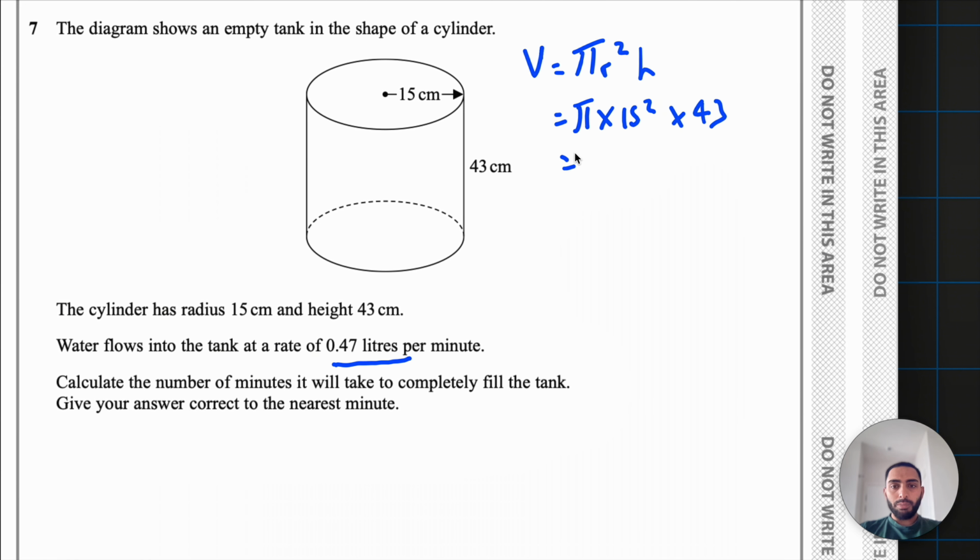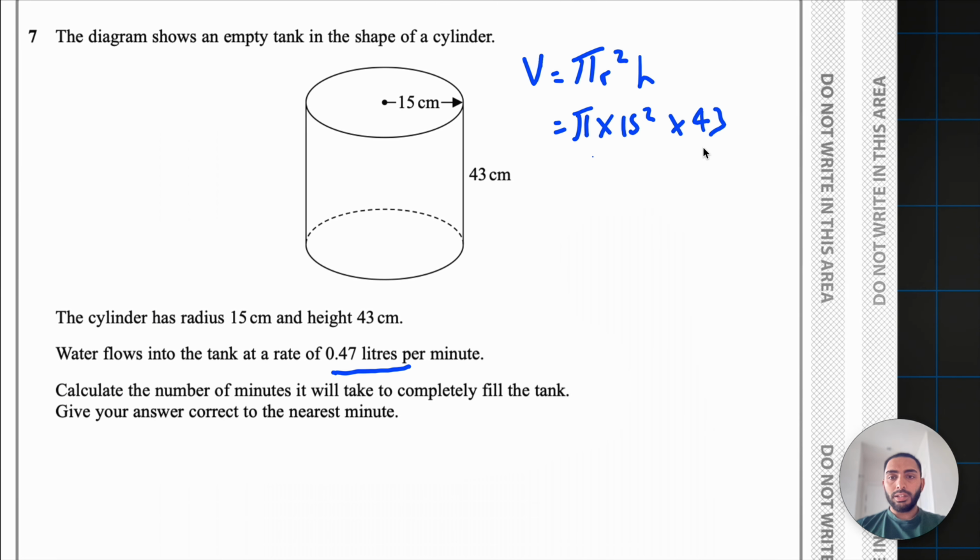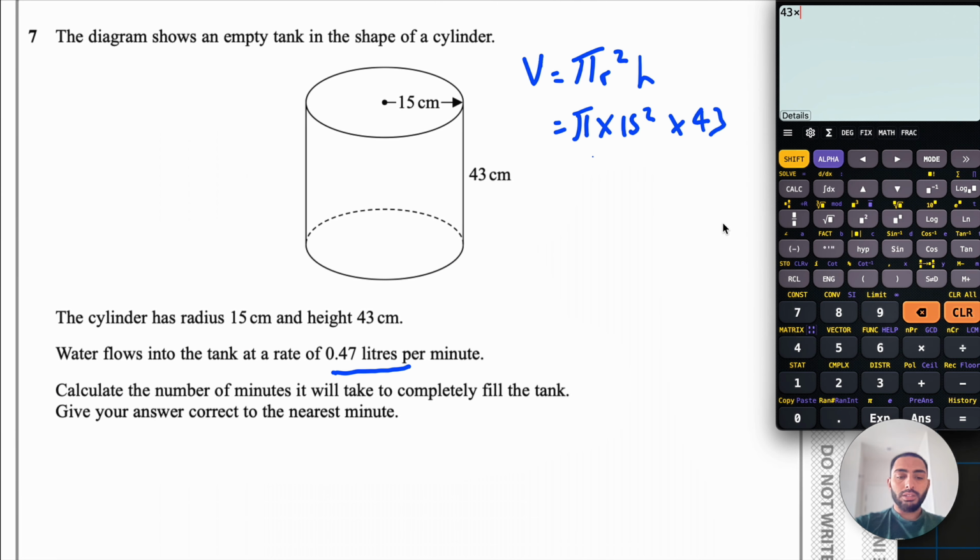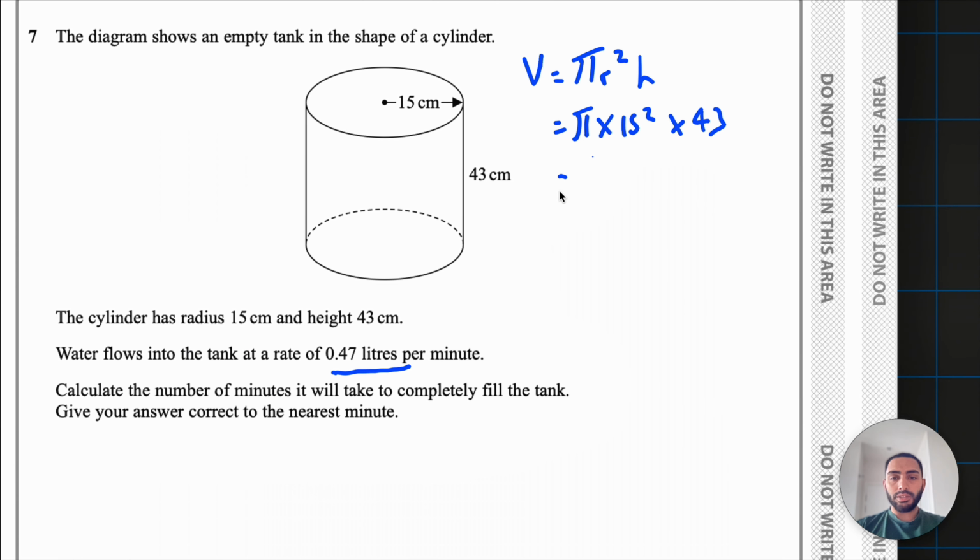And I'm going to keep it in terms of pi just so that it's easier to work with later. Let's type this in. So we've got 43 times by 15 squared, which is 9,675. That's 9,675 pi. We know that the water is being filled up in litres, but right now this unit is actually in millilitres because we're working with centimetres cubed. So we need to convert this millilitres into litres. How many millilitres are there in 1 litre? So there's 1,000. So that means we need to divide this by 1,000.